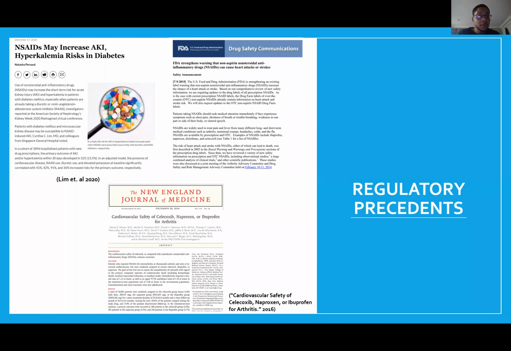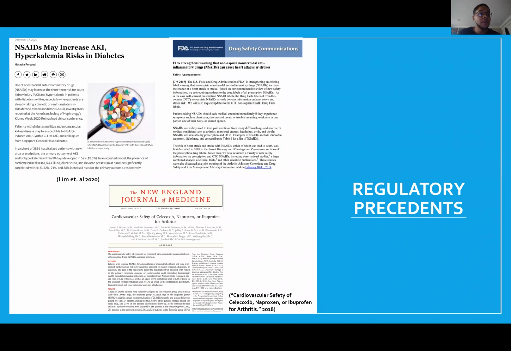Likewise, in the bottom screen share, you can see a New England Journal article that also showed some cardiovascular safety events associated with different NSAIDs. In this case, the trial showed celecoxib, naproxen, and ibuprofen for people with arthritis, treated for the inflammation of their condition. But when they were given these NSAIDs, those with higher cardiovascular risk had greater events from those prescriptions. That just shows another recent example of how cardiovascular events are increased, or at greater prevalence, once you have these NSAIDs at play.